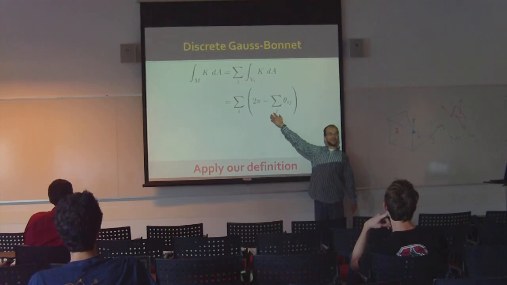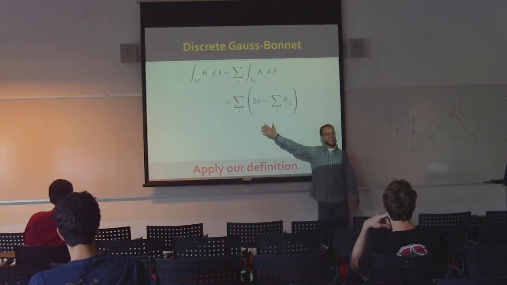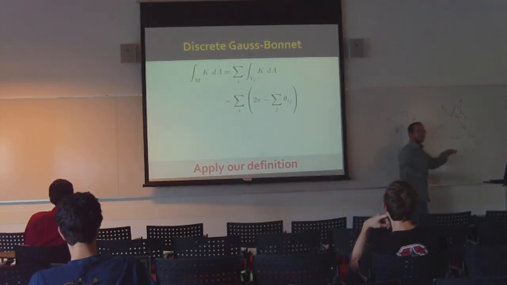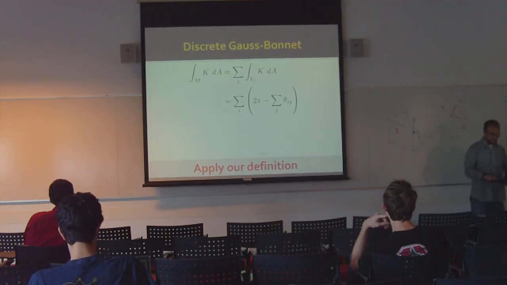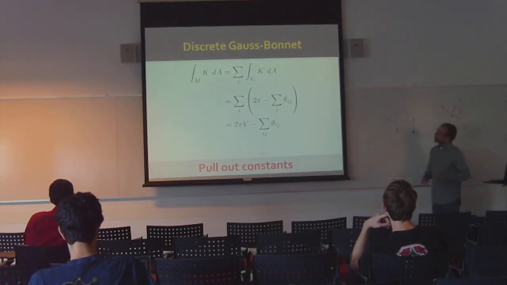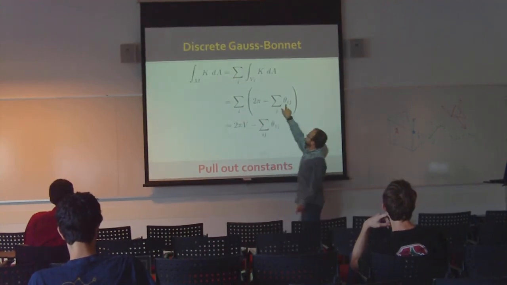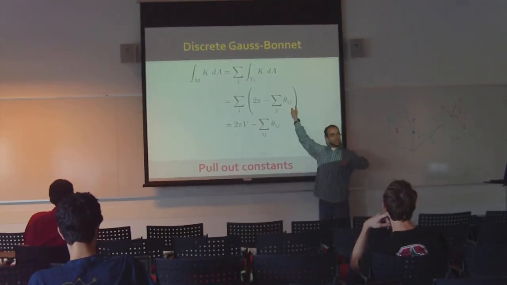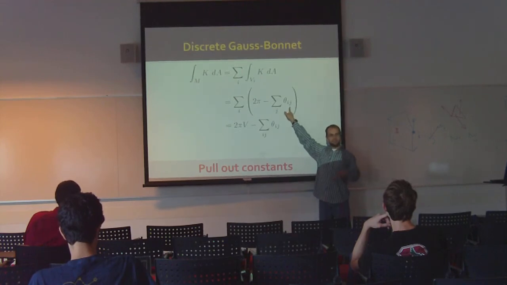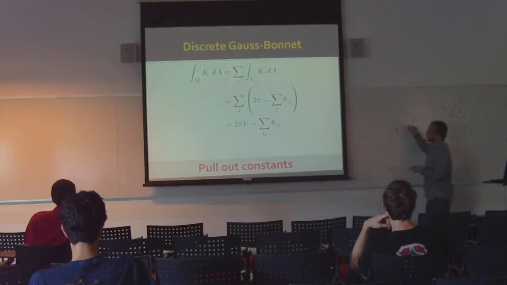Why? Because I told you it was. I defined it to be that. We've got to be really careful in our heads about what's a definition and what's a theorem here. And by the way, this is a sum over vertices i, and theta ij will be the jth interior angle at vertex i. Cool? So it's like this angle here, say.